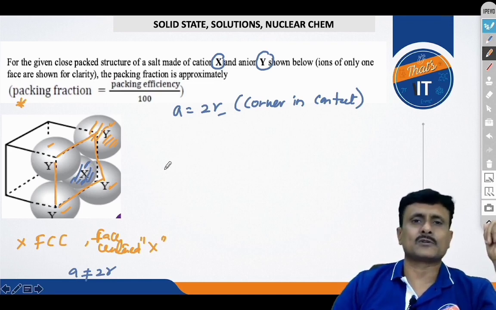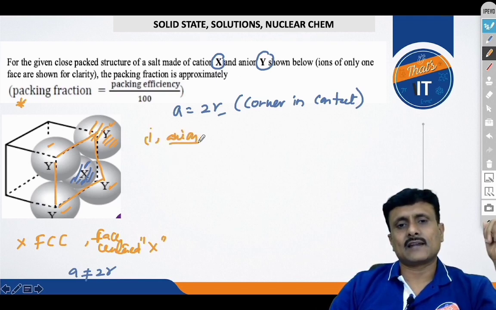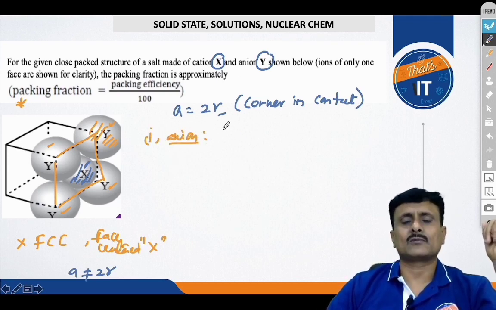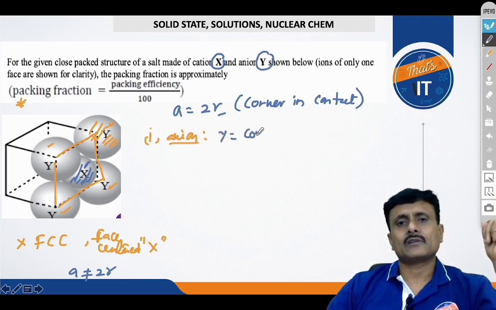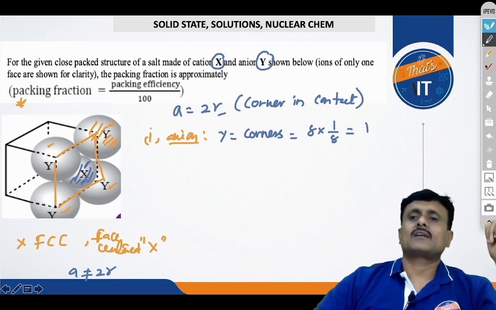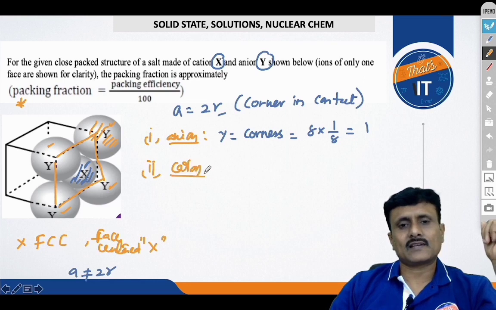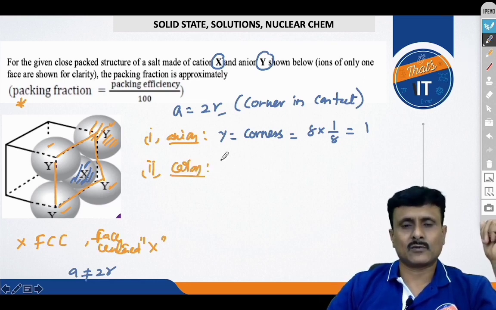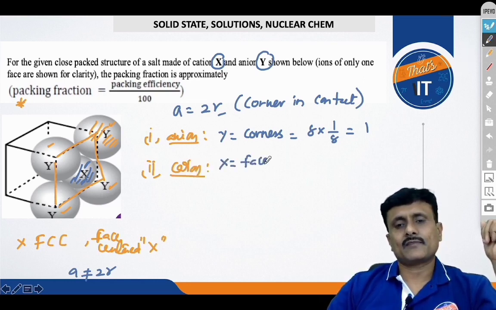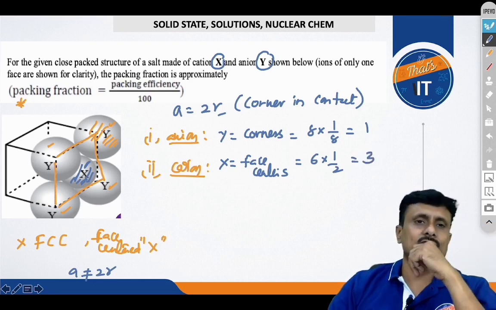So now let's talk about the anion Y, which is occupying the lattice position, that is the corners. Anion Y is occupying what? The corners of a cube, that is 8 into 1 by 8. That is equal to how much? 1. And when it comes to the cation, am I right? You can see that cation, which is nothing but X smaller, is present in face centers. So how many faces are there? 6 into half is the contribution, that is equal to 3.